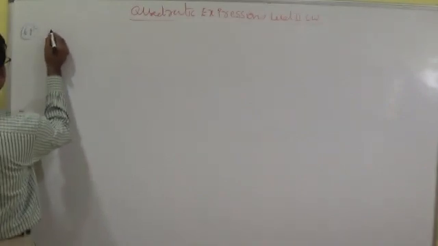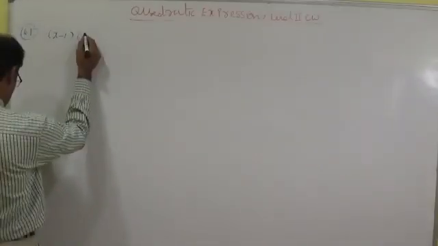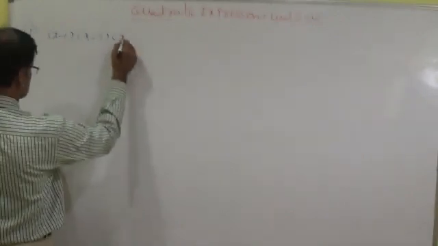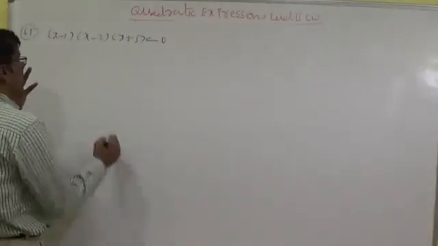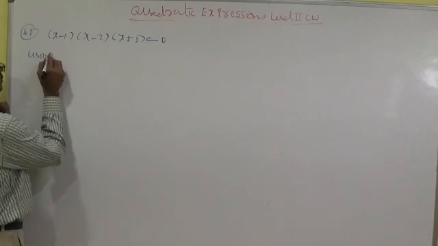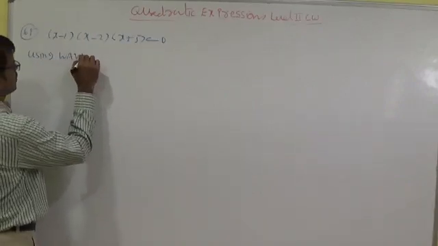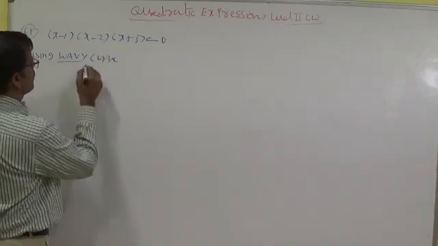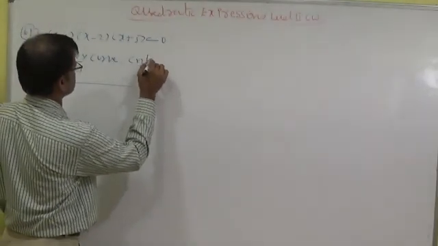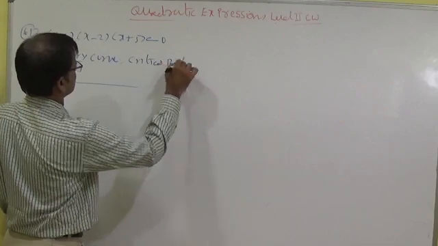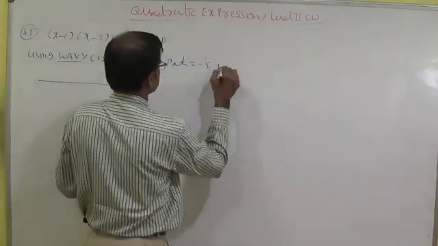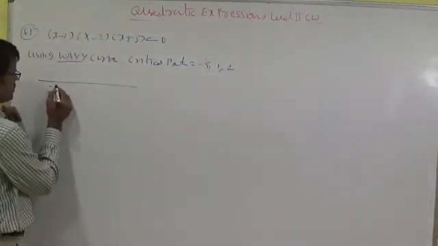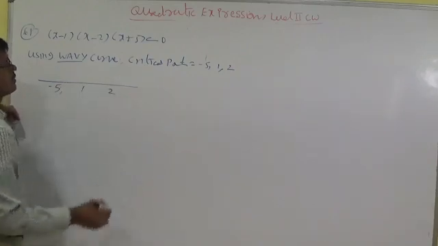x minus 1 into x minus 2 into x plus 5 less than 0. This is not a tough problem. Using the wavy curve, I am writing. Using the wavy curve, write the critical points. Critical points: minus 5 comma 1 comma 2. Put here minus 5, 1, 2.